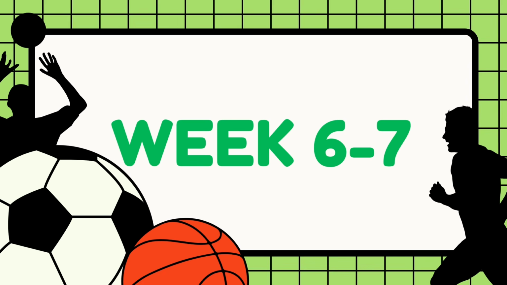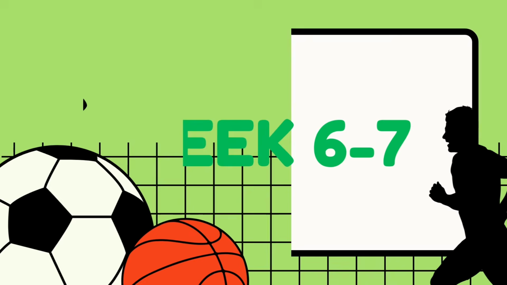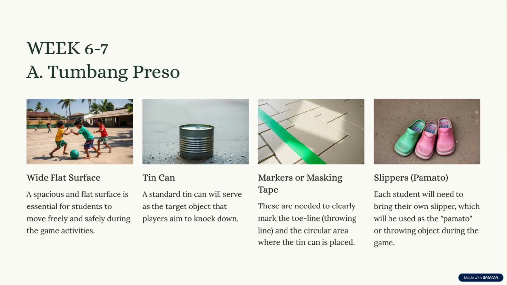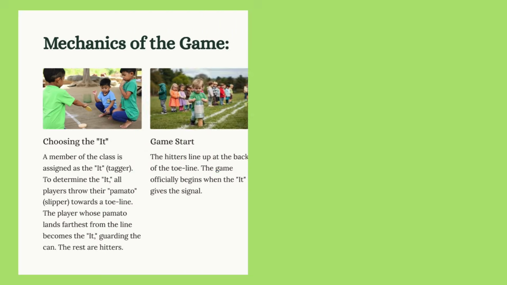Now for weeks 6 to 7, it's time for you to play. We have here the games that include striking, which you can play. You can have tumbang preso. You need a flat surface, tin can, markers or masking tape, and slippers or your pamato.